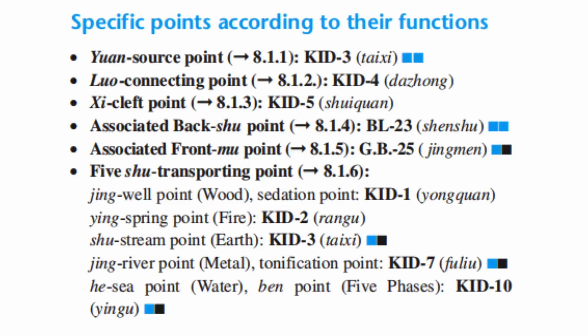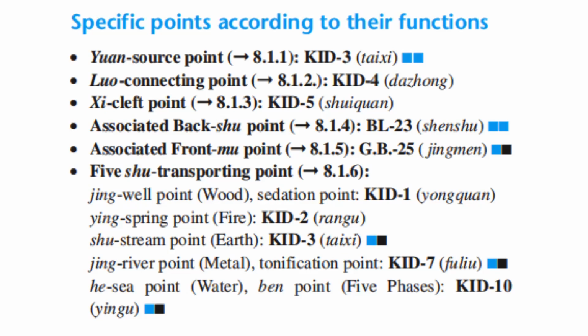Here we have specific points according to their functions. The Yuan source point of the kidney is kidney 3. The Luo-connecting point is kidney 4. The Xi-cleft point is kidney 5. The associated back point is bladder 23. The associated front point is gallbladder 25.